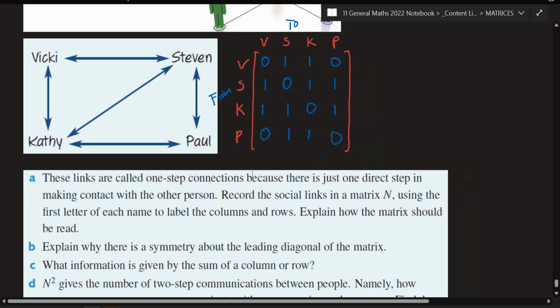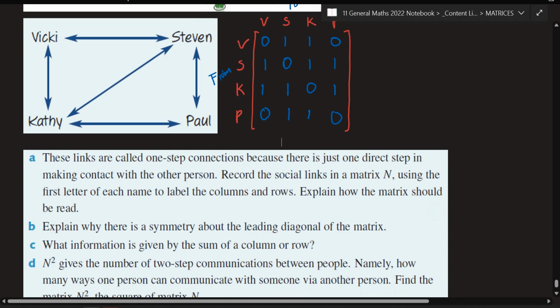All right, question C. What information is given by the sum of a column or a row? So if I was to add up all the numbers in a row or all the numbers in a column, what would that represent? Yes. Yeah, so the amount of connections that person has going to them, or depending on the question, that they have with other people. Okay, so we could leave that there.